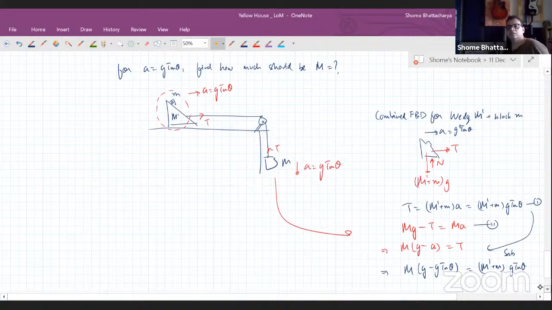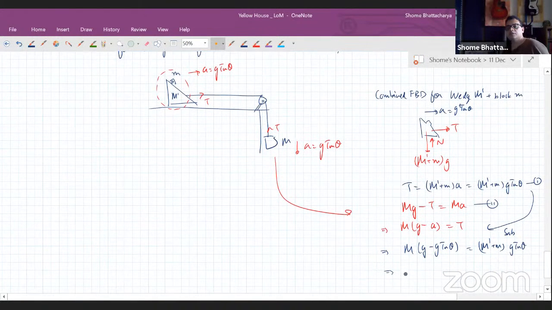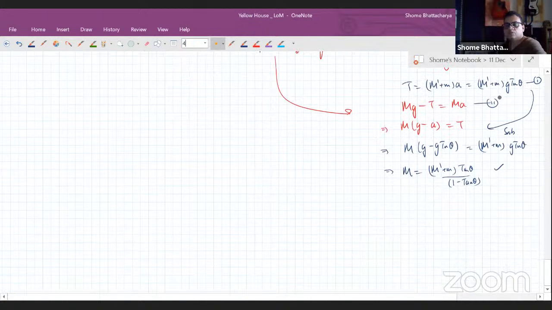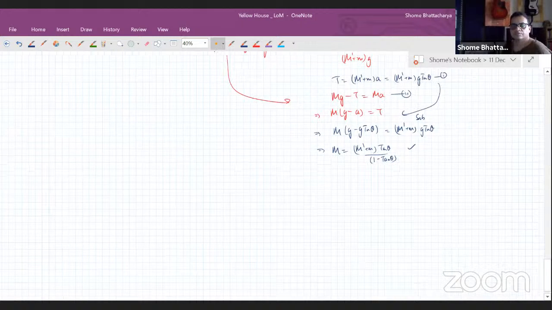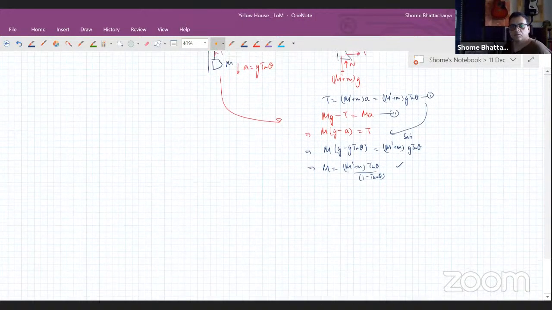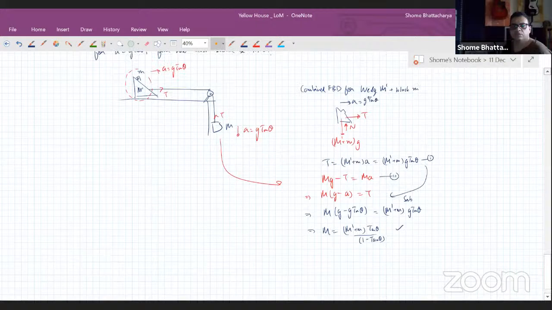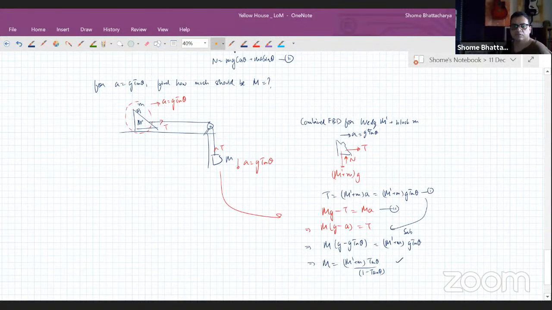g tan theta. So from this you will get M as (m prime plus m) tan theta upon (1 minus tan theta). So you got the unknown value. Okay, so this is the complete solution of this question. So this is one of the more difficult level questions for this chapter.